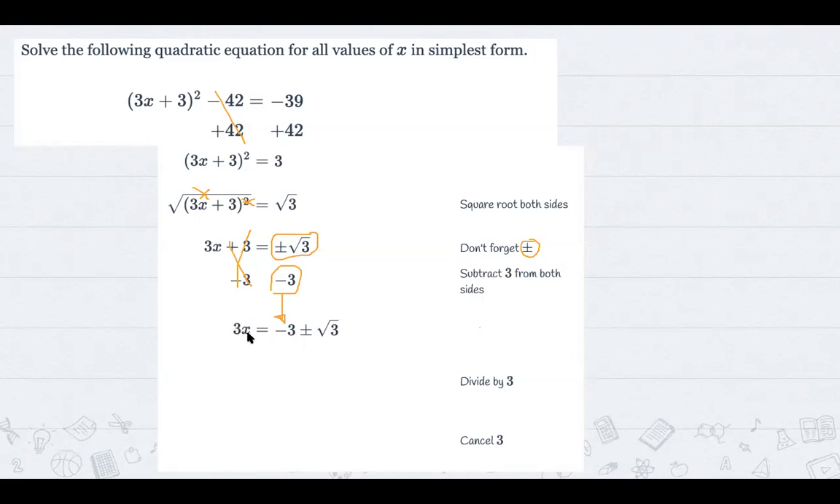So I have 3x here, but I still want just x. I don't want the 3 in there. So what I'm going to do is divide by 3 like this. And the reason why I want to divide by 3 is so that I can isolate the x, because the goal is to figure out what is x, right? This divides to 1, and now I will get x equals negative 3 plus or minus square root of 3 over 3.